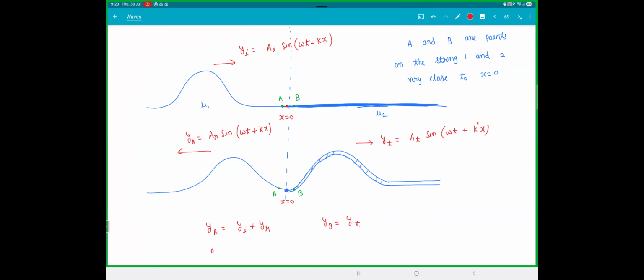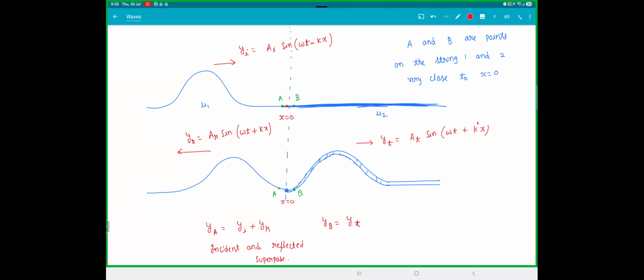So the incident and the reflected will superpose. That is the meaning of it. Don't say one wave will come and split into two. Waves don't split like that. Displacements don't split like that. Incident and reflected superpose. That's your main thing there.